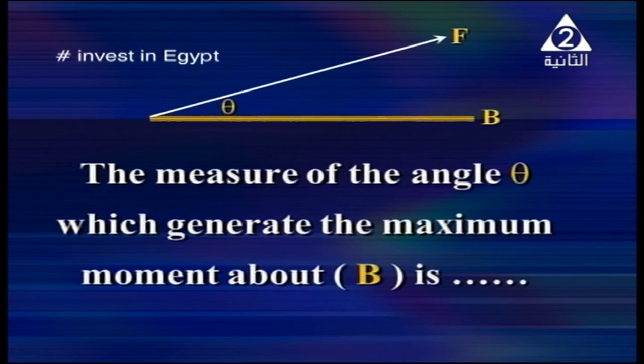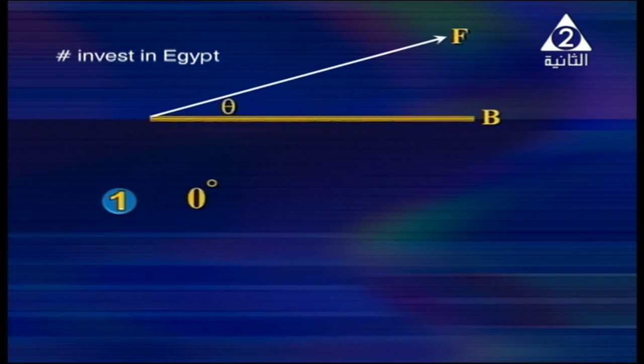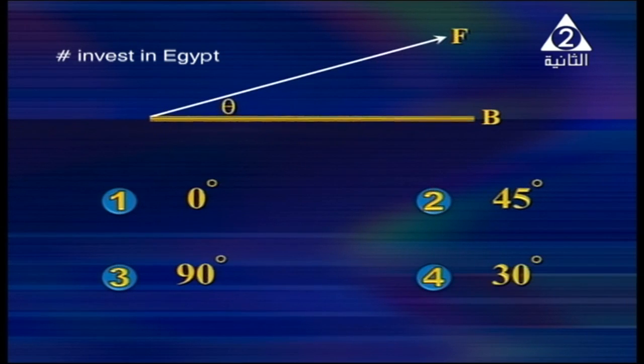My dear student, the measure of angle theta which generates the maximum moment about B is: multiple choice 0, 45, 90, 30. My dear student, it is 90.